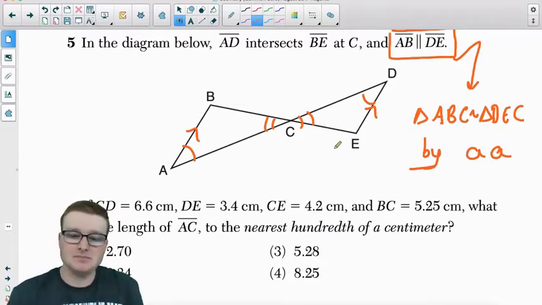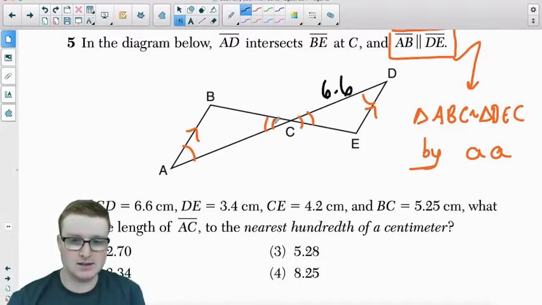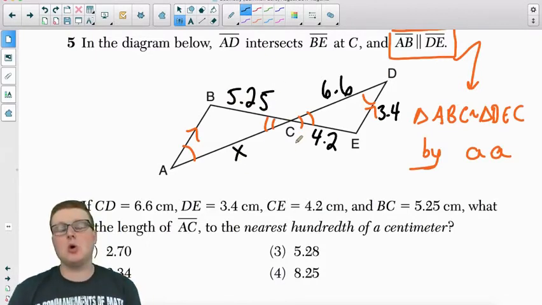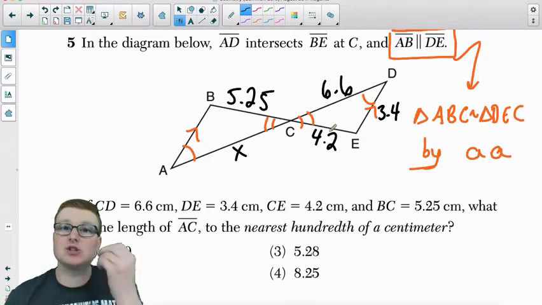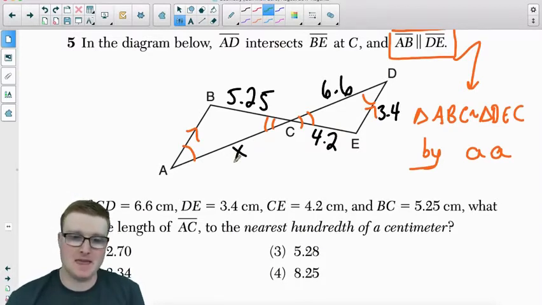No, not really. If you look down here, it's telling you the lengths of these measurements. If CD, which is over here, is 6.6, and DE is 3.4, and CE is 4.2, and BC is 5.25, then what is the length of AC? The reason why I told you that these two triangles are similar is for the sole fact that you need to set up a proportion to get this question right. So we need to solve for x. You need to pull the important information.